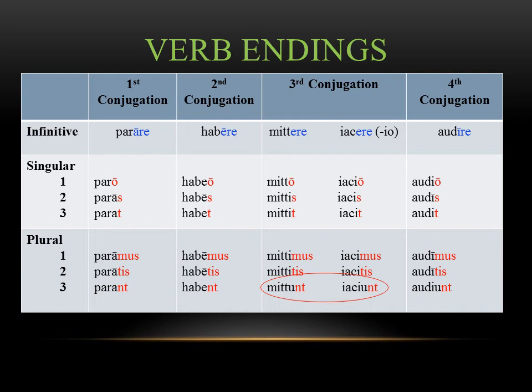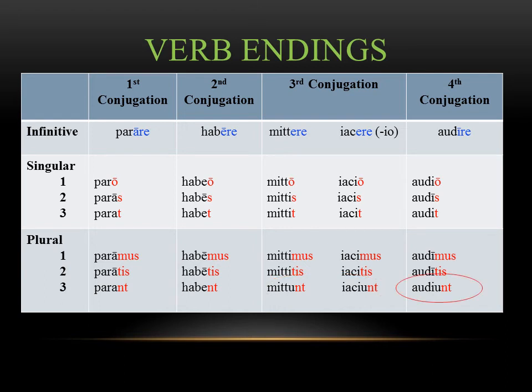Now let's look at the IO column one more time. On the right-hand side, you'll see that instead of iacunt with a unt ending, there's another I slipped in there. It's iaciunt. This again is what we mean by IO verbs. In the third person plural, we're putting that I back in. So instead of iacunt, it's iaciunt.